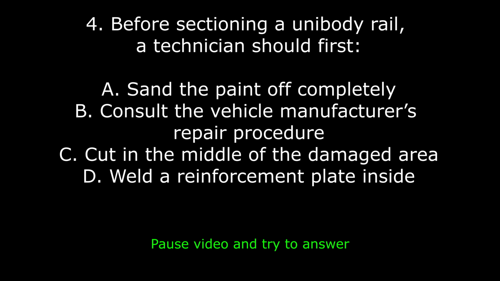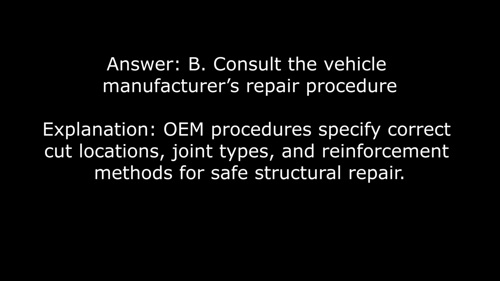4. Before sectioning a unibody rail, a technician should first: A. Sand the paint off completely. B. Consult the vehicle manufacturer's repair procedure. C. Cut in the middle of the damaged area. D. Weld a reinforcement plate inside. Answer: B. Consult the vehicle manufacturer's repair procedure. Explanation: OEM procedures specify correct cut locations, joint types, and reinforcement methods for safe structural repair.